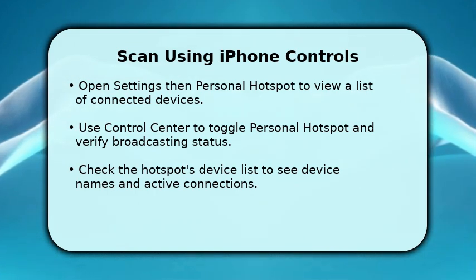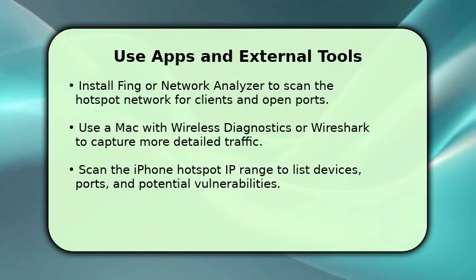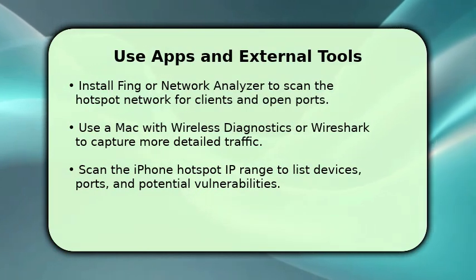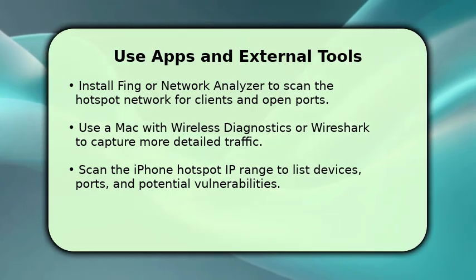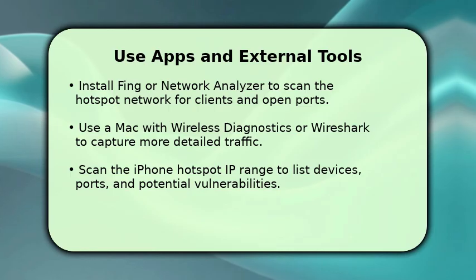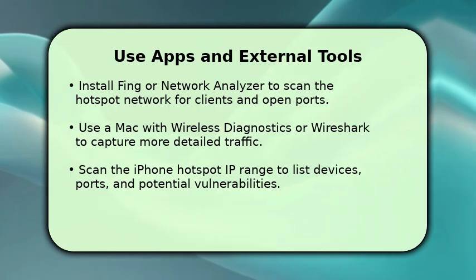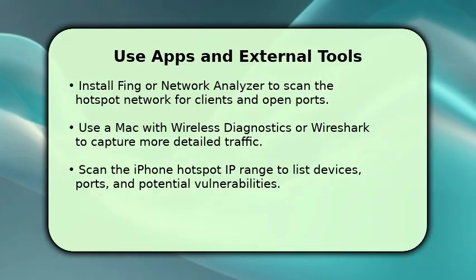For deeper scanning, install Fing or Network Analyzer from the App Store to map clients. Launch the app and run a LAN scan while connected to the iPhone hotspot network. The scanner will list device names, IPs, MAC addresses, and open ports clearly.